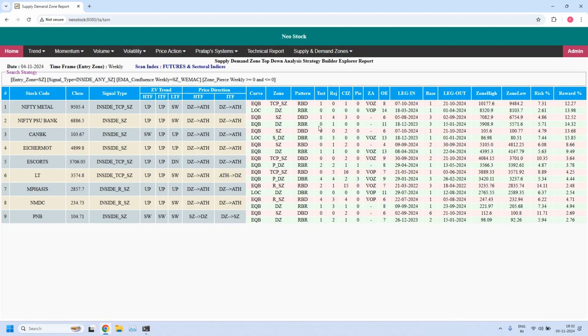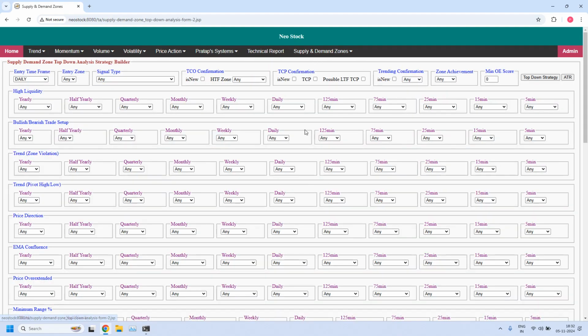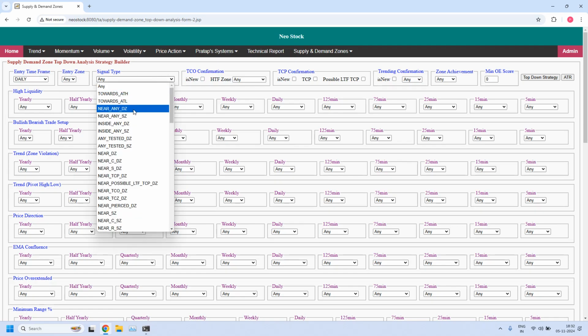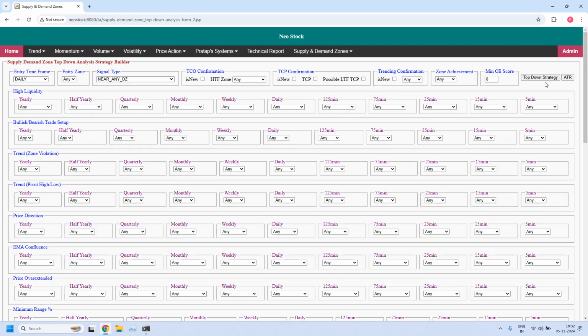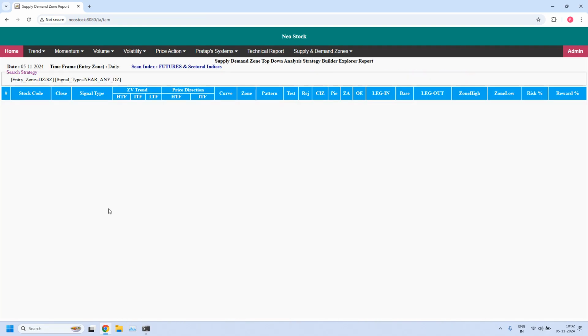Okay, next one is about daily time frame. So entry time frame daily, let us find the stocks where price closed near to the daily demand zone. No stocks are filtered near the daily demand zone. Let me check again. Entry time frame is daily and signal type is near any demand zone. That means near any daily demand zone. Any means any kind of demand zone, high liquidity, pierced zone, anything. So we don't have any stocks near daily demand zone.